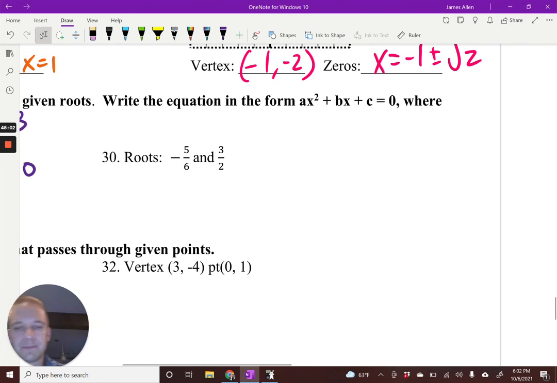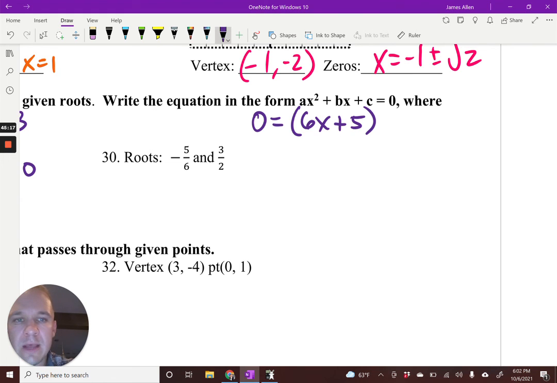Cool. Roots. All right, this time it's both of them I have to work with. Oh, how rude. I'm going to start up here where there's more space. All right, 0 equals. And then I'm going to have 6x plus 5. And then I have 2x, because that's what I'm going to be dividing by, minus 3.